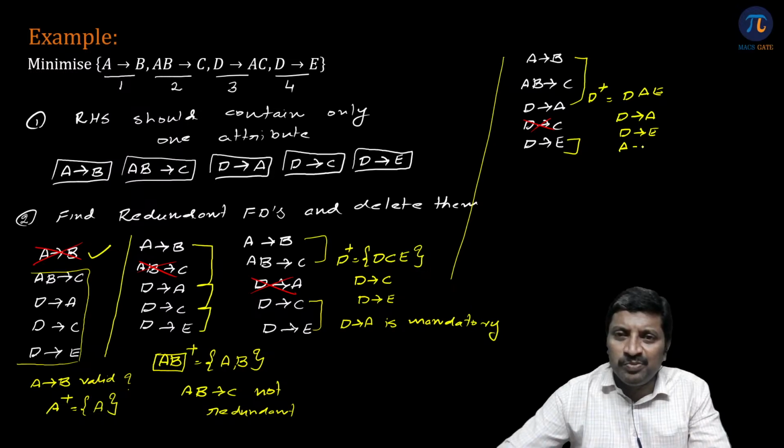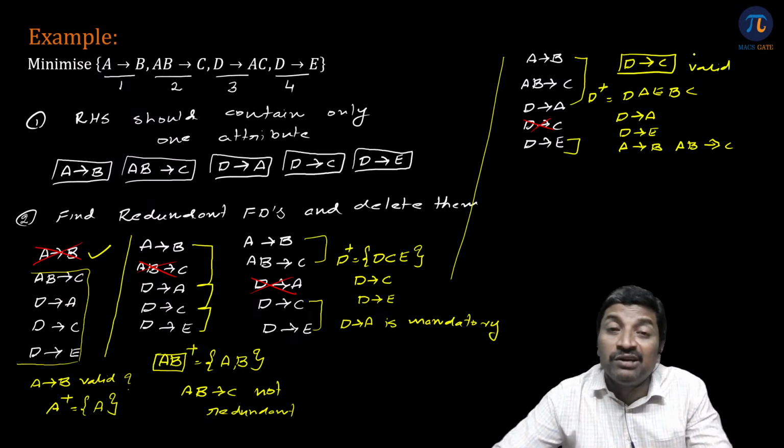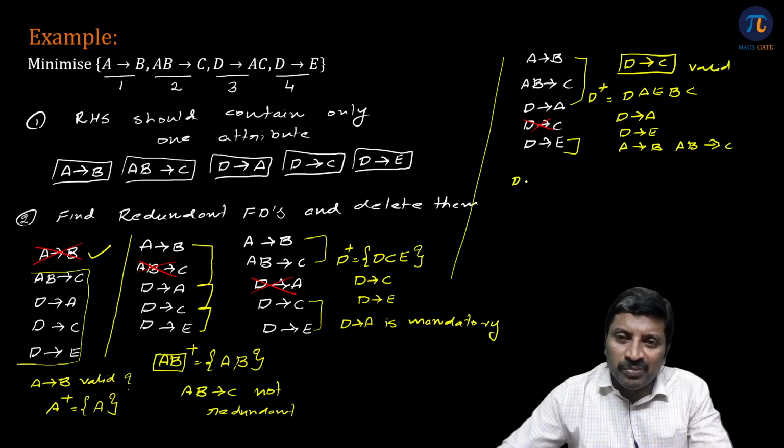Then A implies B I can use. Then AB implies C I can use. So that means what, sir? I am able to get D goes to C. It is valid. Sir, it is valid means it is extra. It is not mandatory. So D implies C is not compulsory, not mandatory, or redundant. You can use the technical word redundant.